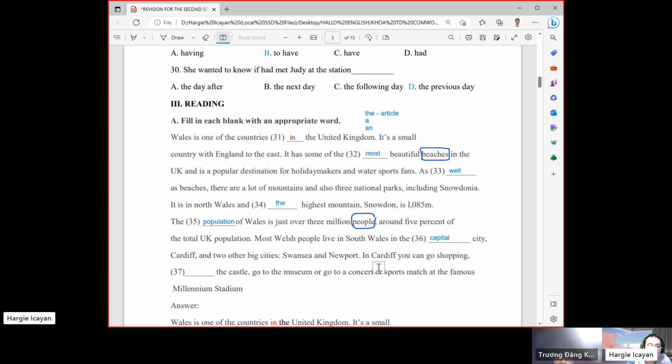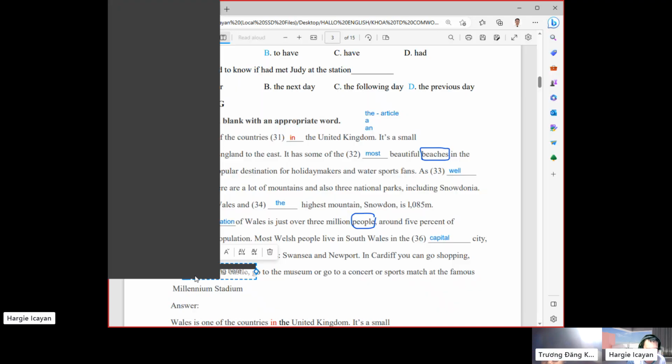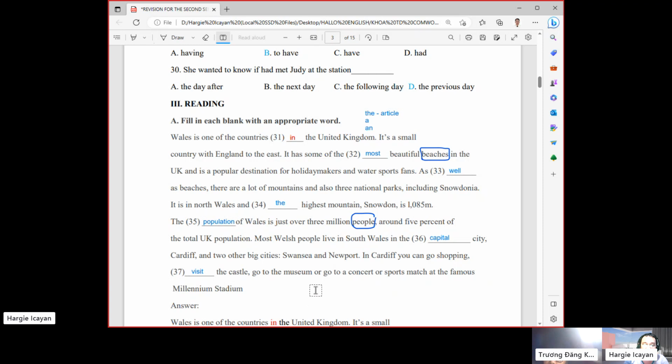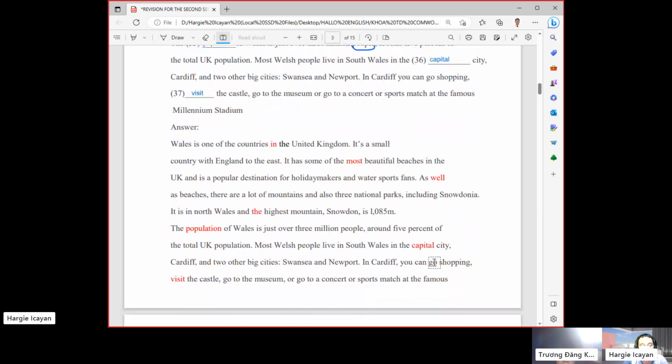Next, in Cardiff, you can go shopping or visit the castle, go to the museum, or go to a concert or sports match at the famous Millennium Stadium. So these are the correct answers. Good job.